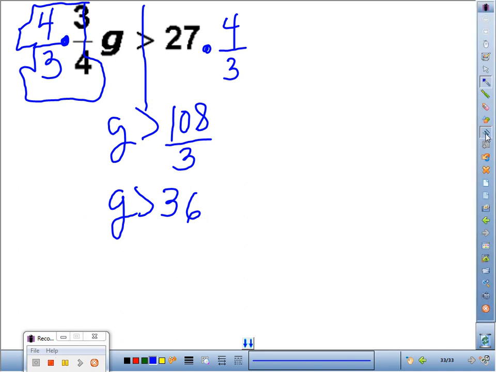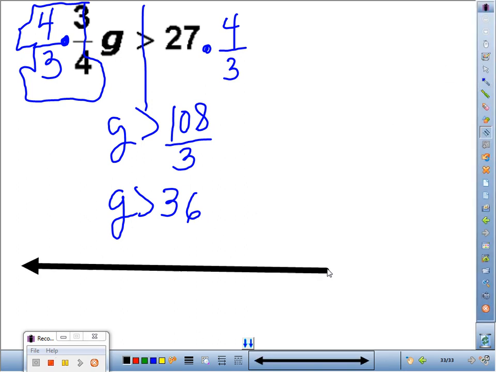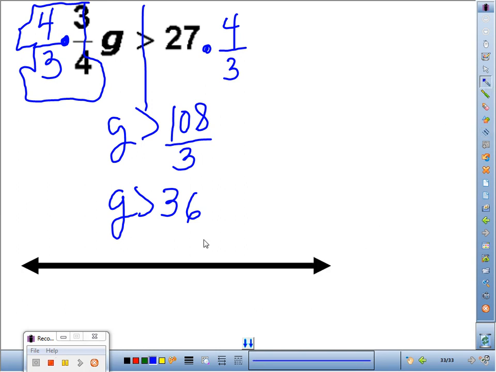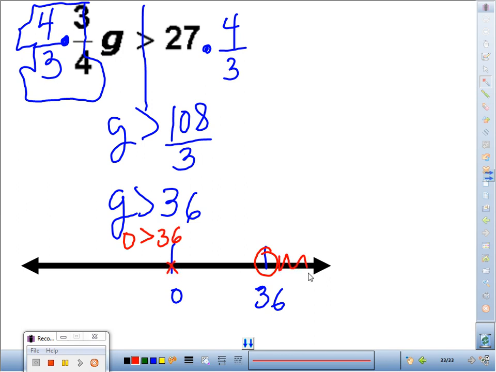Okay, let's graph this. Here we go. My dividing point is 36, and the inequality symbol says that it's an open point. So I'm going to test the point. Which one would it be? 0, since it's already there. So it's 0 greater than 36. No. So this one didn't work. That means I'm going to shade everything to the right.